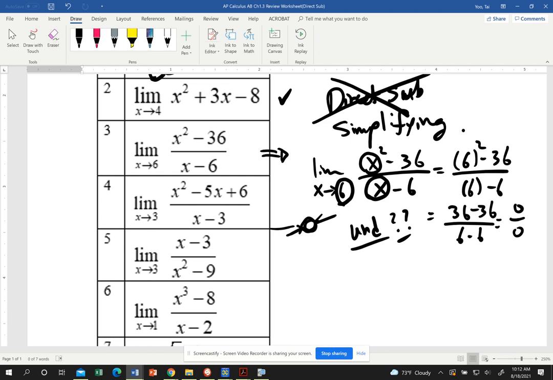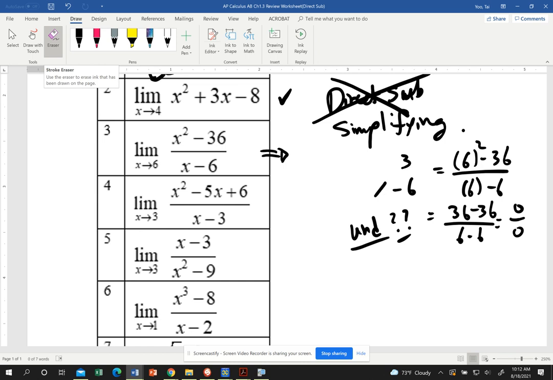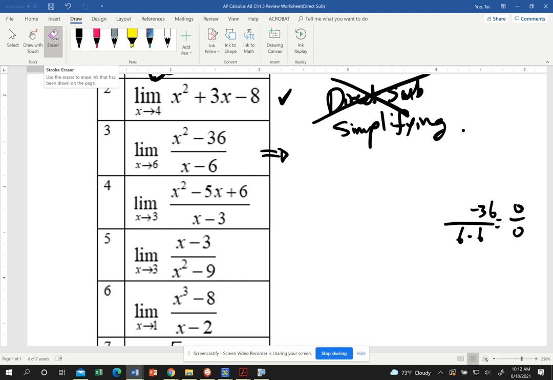So how do I solve this? Let me erase all this. There you go. I like technology when it really works out well. Okay, sometimes it doesn't always work. All right. There we go.